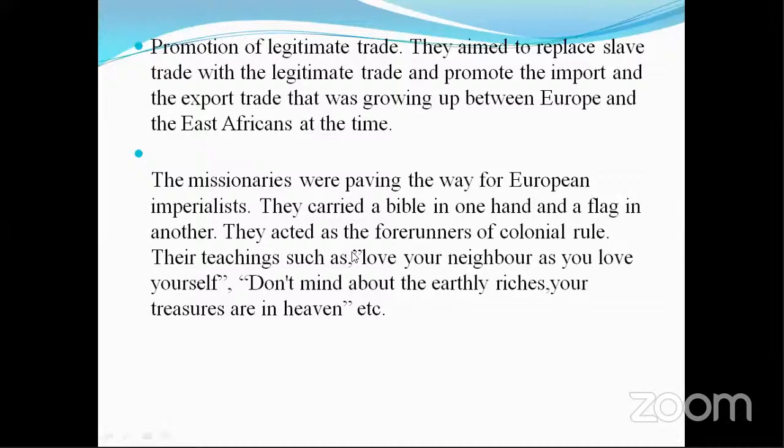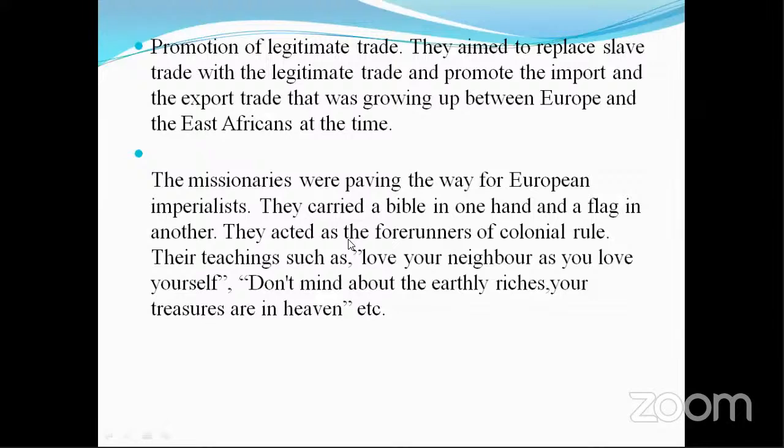okay? Such that when colonialists come, Africans do not resist them. Africans do not go against them. Love your neighbor as you love yourself. Automatically, love the colonialist the way you love yourself. And then these colonialists did their work very well, having found a soft ground laid by the missionaries.